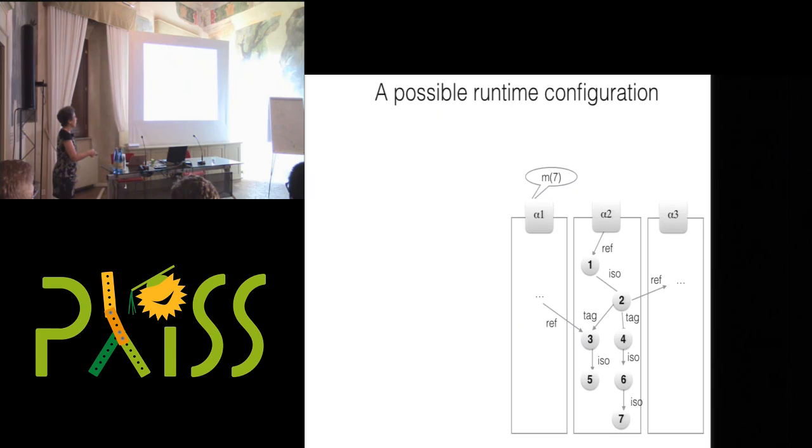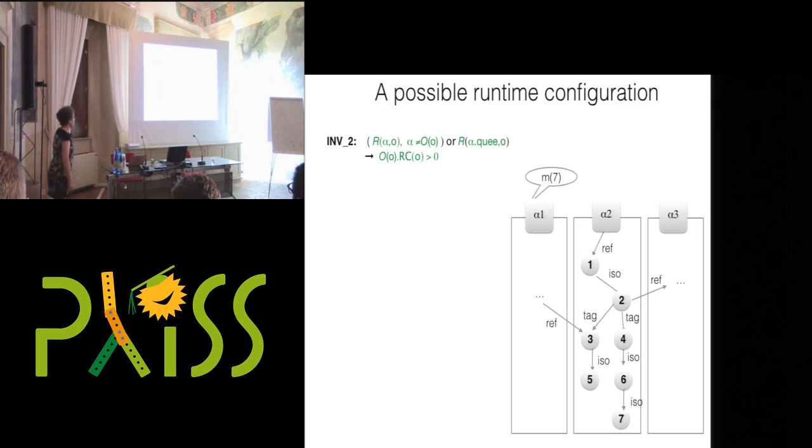He has got a field that points to object 1 with a reference capability. Object 1 points to object 2 with an ISO capability. Object 2 points to something in another actor with a reference capability. There is an object here from this actor that has a reference capability pointer to 3, and so on and so on. So this is a possible runtime configuration. And also, alpha 1 has got in his queue a message that contains a pointer to the object 7.